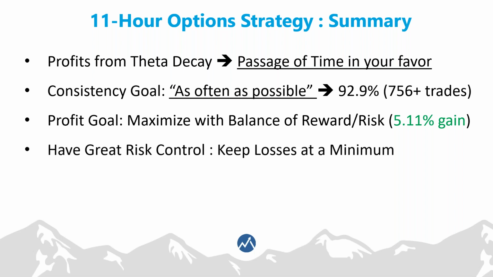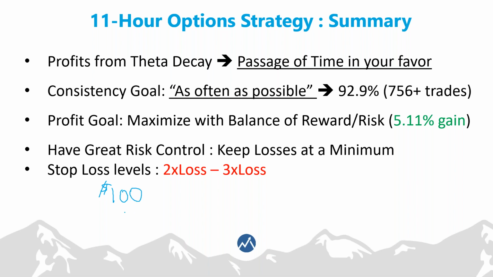Okay, you want to have great risk control with a credit spread selling strategy. What we try to do is limit the loss to 2 times or 3 times, like in the examples I was showing you. Well, let me just give you a better example. If we're trying to make $100 per trade, the most I'm willing to lose is $200 to $300 per trade. Because remember, I'm winning at 92%, so I can experience a loss every once in a while.